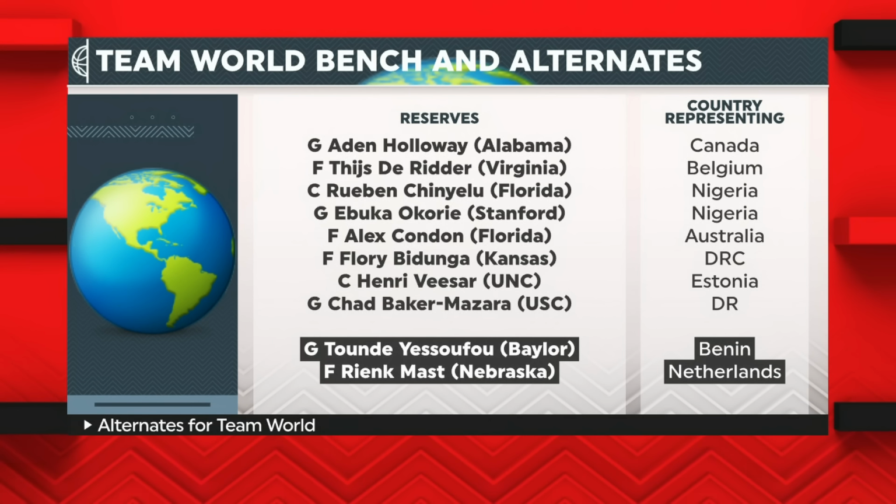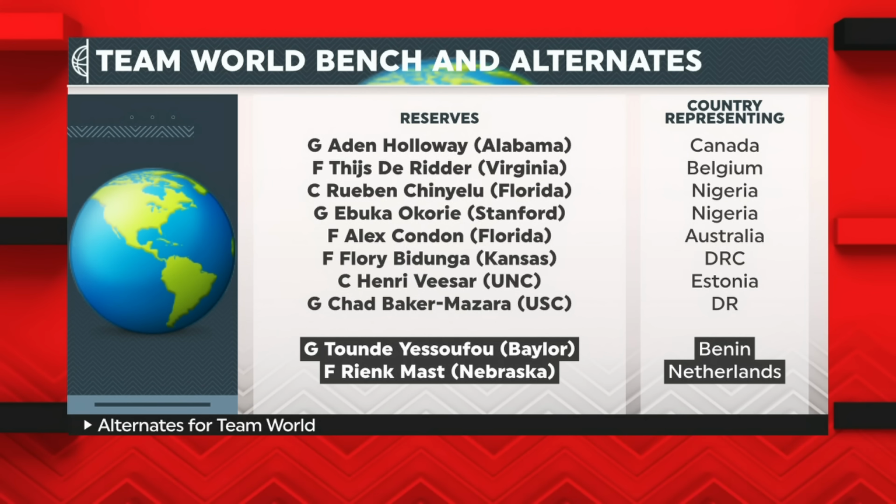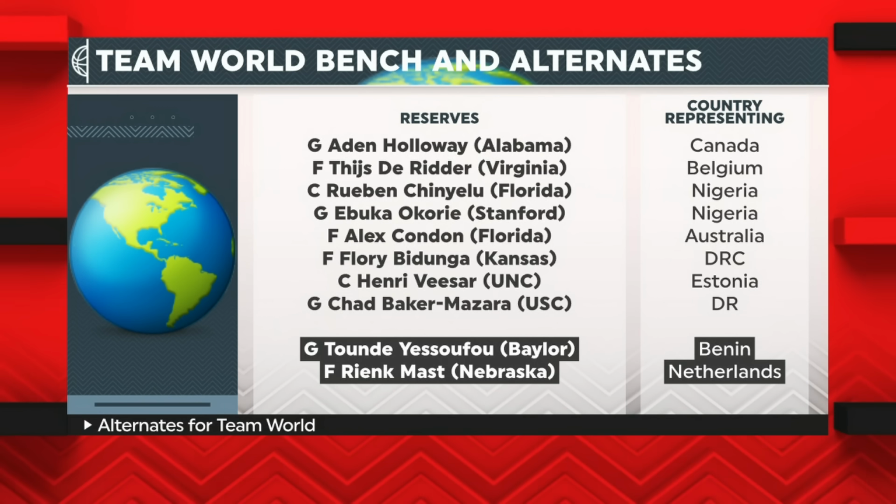And then Flory Bidunga, who, if you want to say Darryn Peterson is the best player that Kansas has, Flory Bidunga is the most important player that Kansas has. You saw that against Arizona on Monday. You've seen that throughout the season. When Kansas doesn't have Darryn Peterson, remember, they're still a top 10 defense, and Flory Bidunga is a huge part of that.